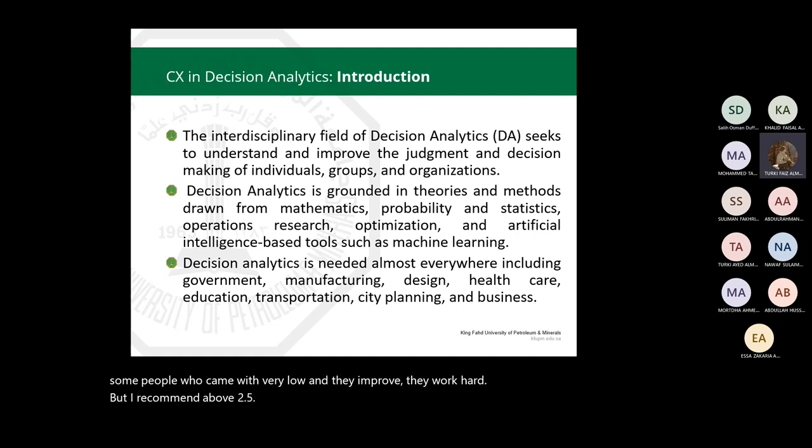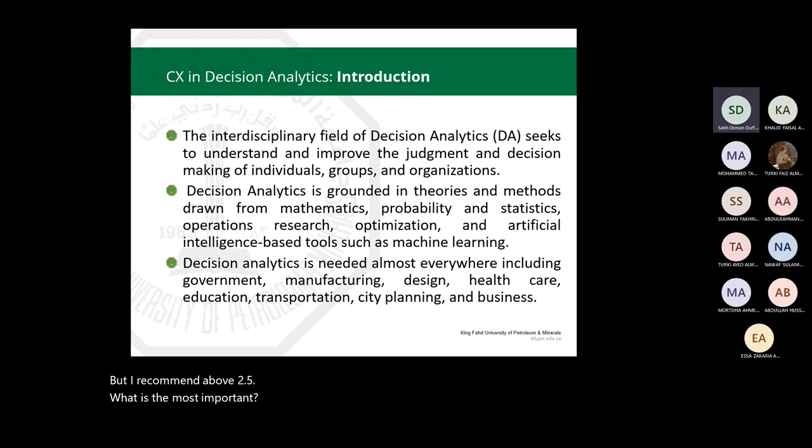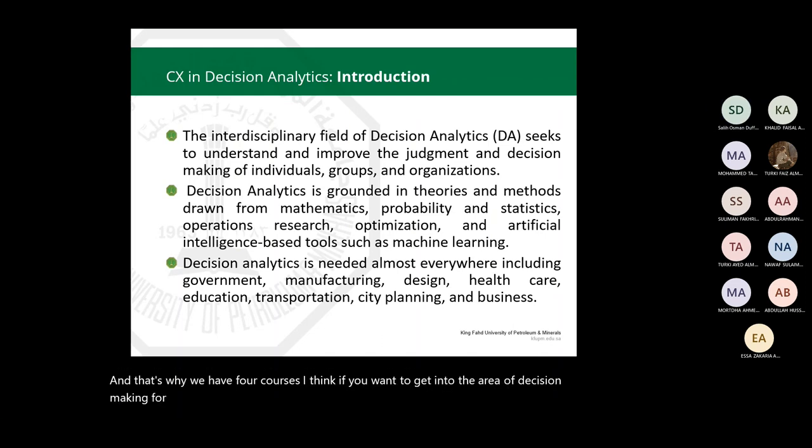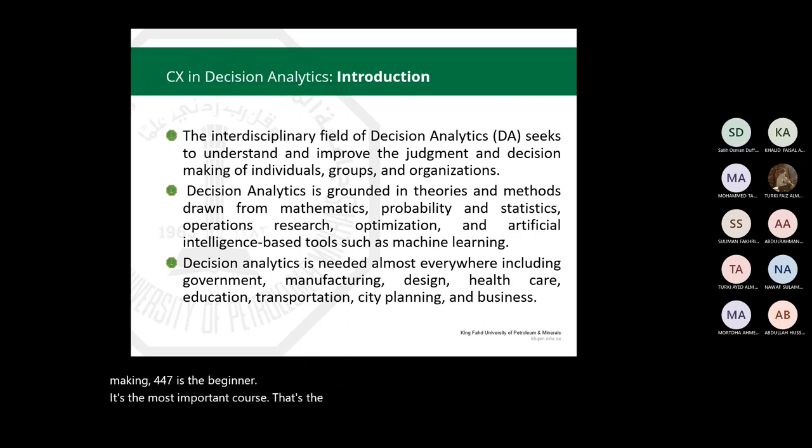2.5. Jamil, what is the most important course out of all these four courses? I think I cannot say, because every course addresses something else. And that's why we have four courses. I think if you want to get into the area of decision making, 447 is the beginner course. It's the most important course. That's the foundation for the area.